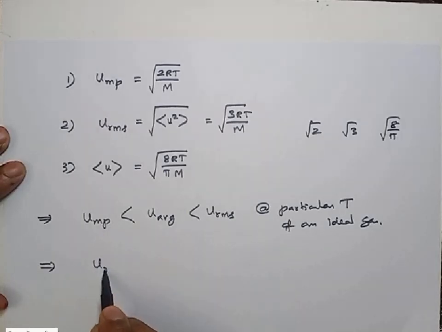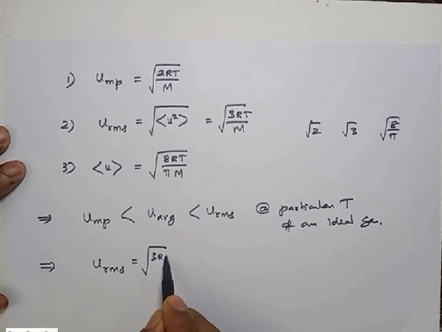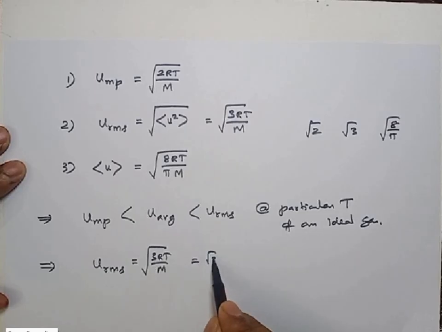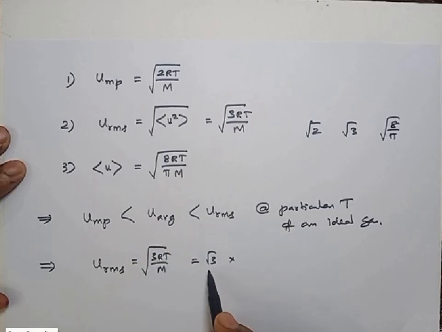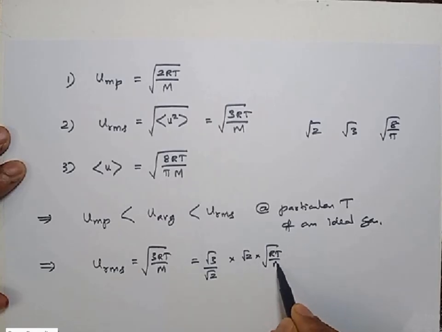See, I'll take URMS, root mean square velocity, which is nothing but square root of 3RT by m. Now, what I'm going to do, I'll take this root 3 as such. I'll multiply the numerator and denominator by root 2. See what I'm doing? I'm dividing this by root 2 and I'm multiplying by root 2. And we have square root of RT by m.